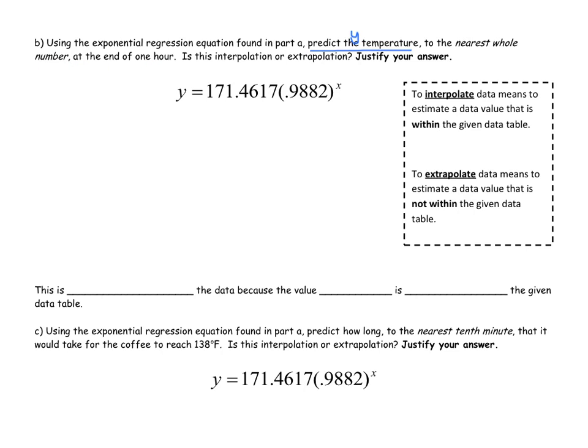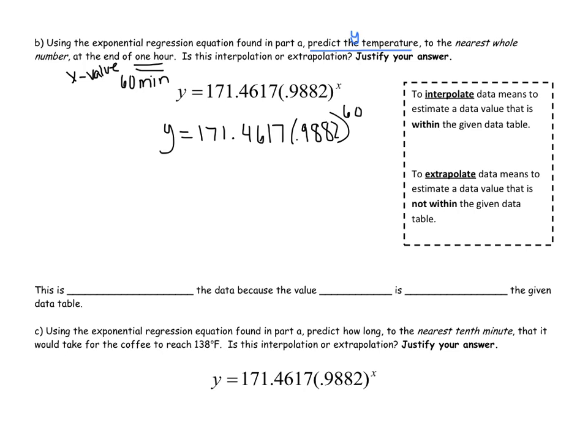Now if you look at the chart on the previous page, the time is represented in minutes. So our hour is really 60 minutes. And that is our x value. So we want to find y when x is 60 minutes. So y equals 171.4617 times 0.9882 to the 60th power.